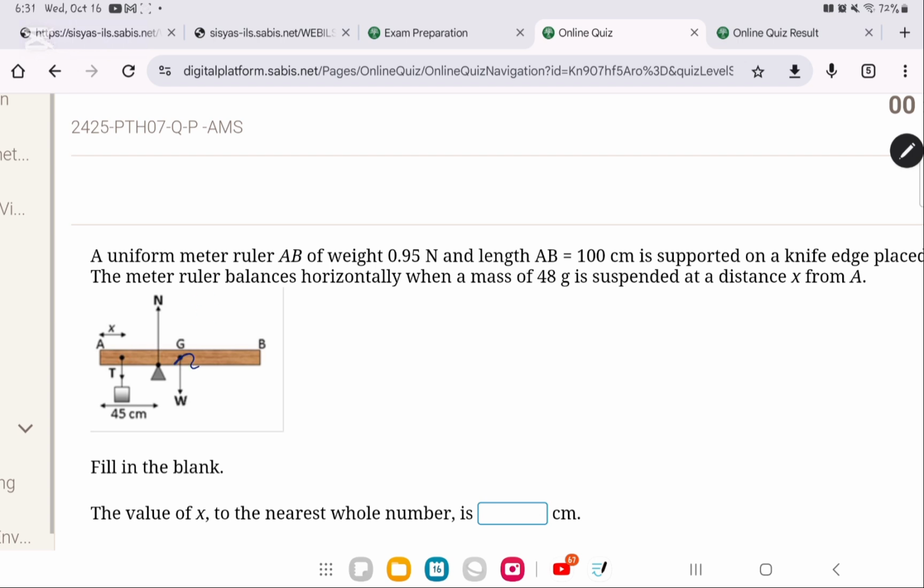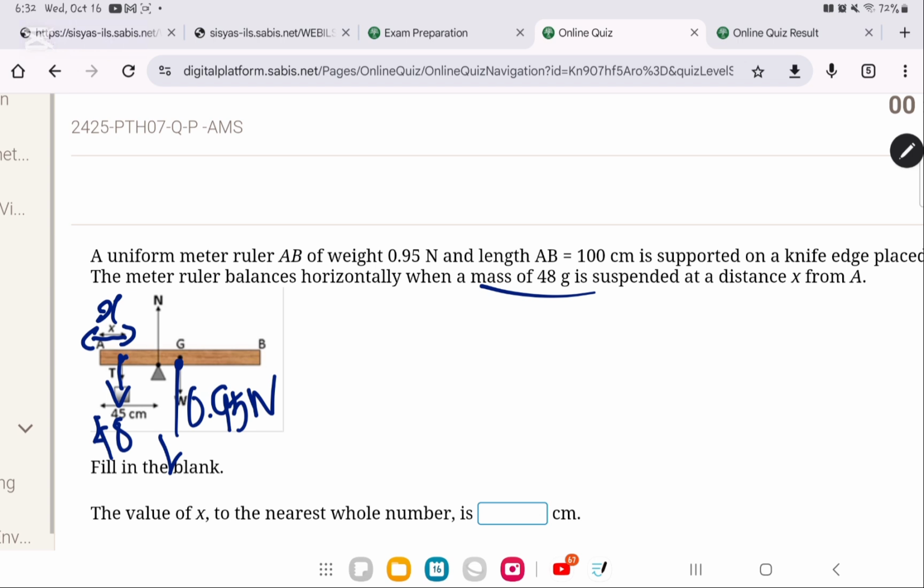We have the weight in the gravitational center over here. The weight of the ruler is 0.95 newtons. So if the whole meter ruler is empty, just the plain meter ruler with the weight of 0.95, and we put the knife at the gravitational center, it would balance. But they told us they put a mass of 48 grams at a distance x. They need us to find the distance x, okay?